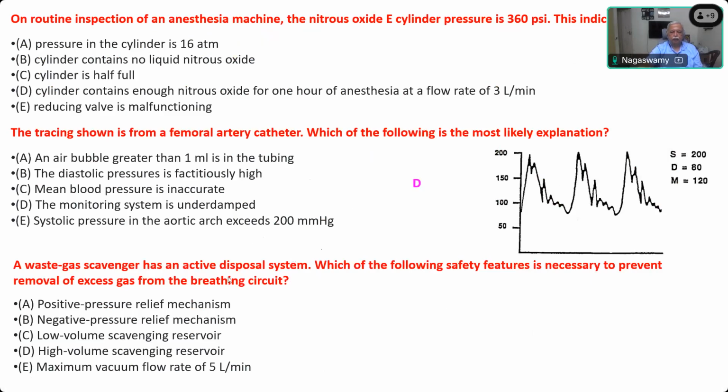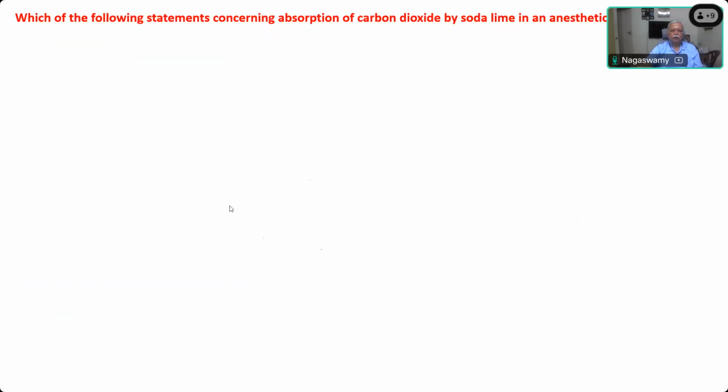It's an active disposal system. That means it is actively sucking the exhaled gases. It is not allowing it to passively come. So, how will you suck out? Negative pressure relief mechanism. Unless we have a proper negative pressure relief mechanism, it will cause excessive removal. Okay? That is the important word, active scavenging.